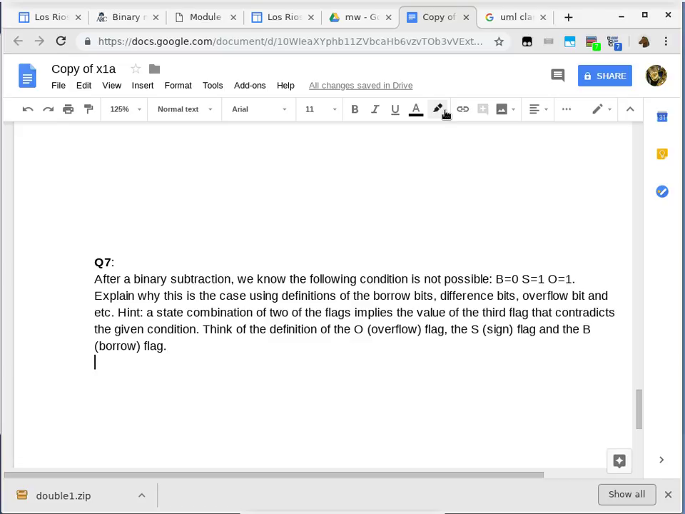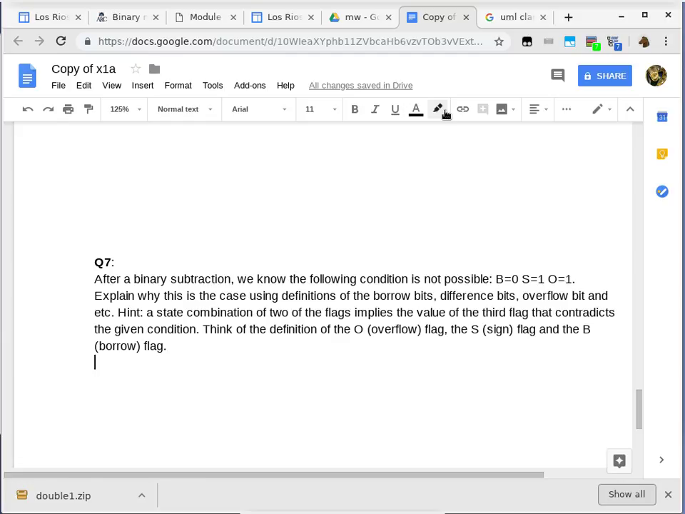After a binary subtraction, we know the following condition is not possible: B equals 0, the overall borrow flag is cleared, the sign flag is a 1, and the overflow flag is a 1. So I'm already telling you it's not possible. There's no question about it. The question is not asking whether it's possible or not, it's telling you it is not possible.